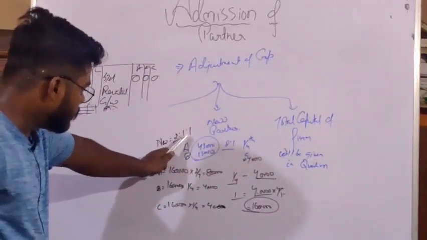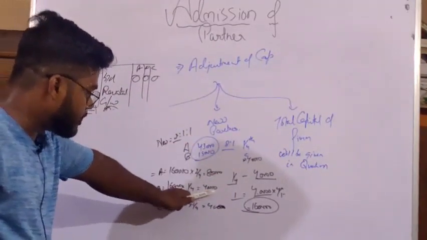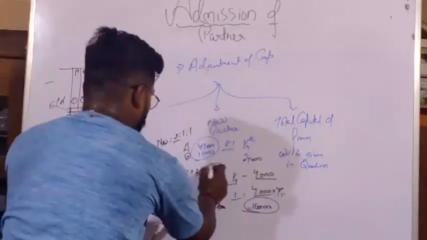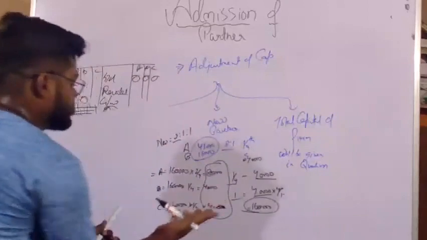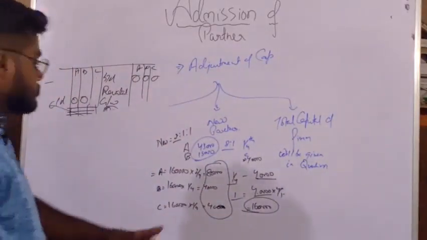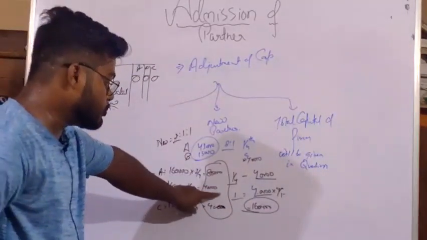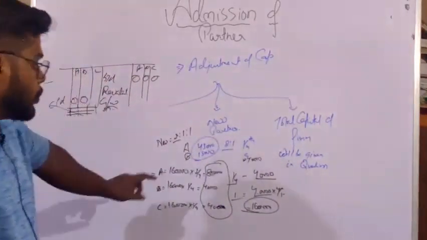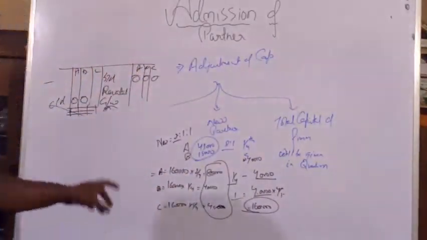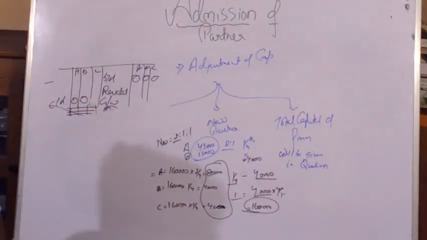That means A has to bring 35,000 more to make the capital as per the profit sharing ratio, and B has to bring 25,000 more to make the capital as per the profit sharing ratio. Similarly, C will bring 40,000 as given in the question. So this is what we call adjustment of capital as per the profit sharing ratio.